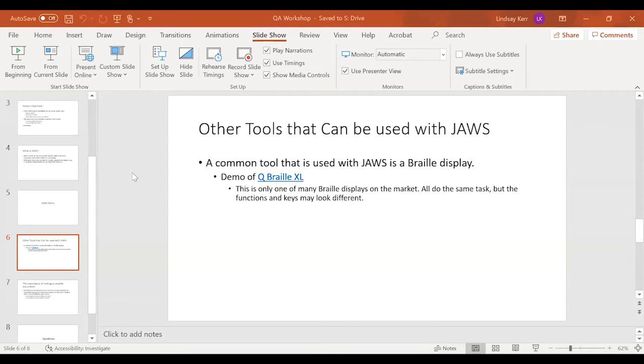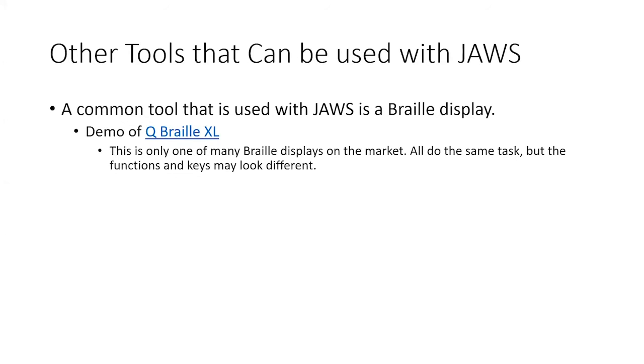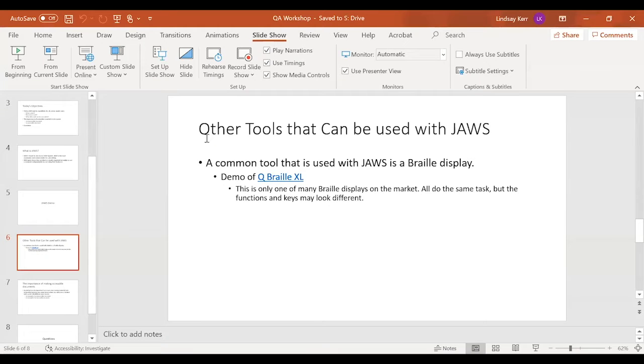Press Alt to show or hide me to escape. Leaving menus. Ready. Car workshop dash PowerPoint. Other tools that can be used with JAWS. A. Add to quick access. Leaving menus. Other tools that heading level 1. Other tools that bullet. A common tool that is used with JAWS is a braille here, display. I'm gonna show the video Bullet demo of that shows the QBraille XL. escape. Car workshop dash PowerPoint.